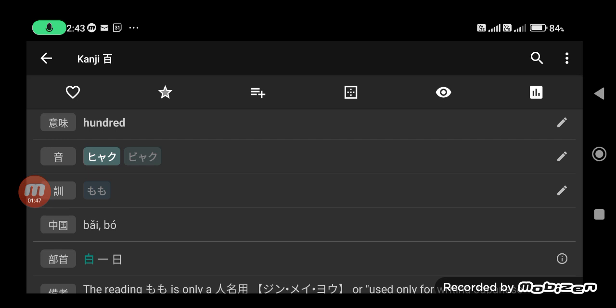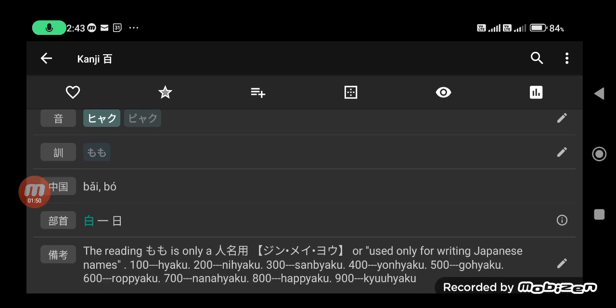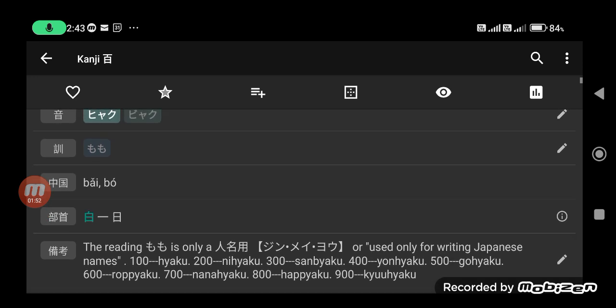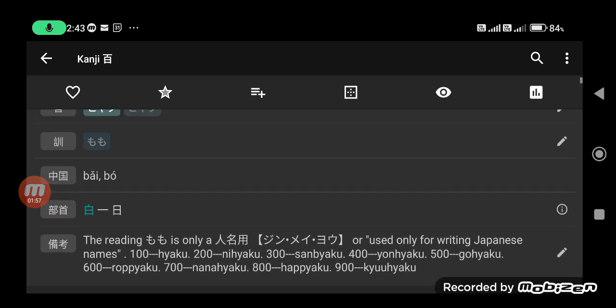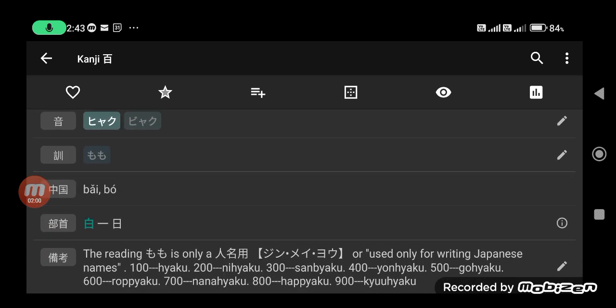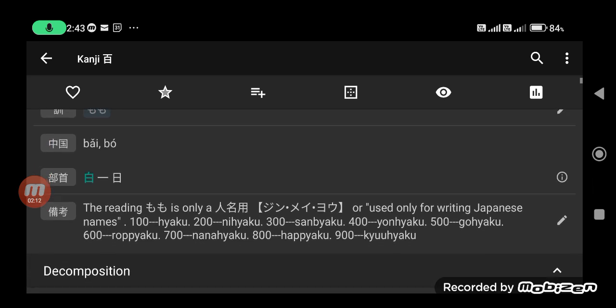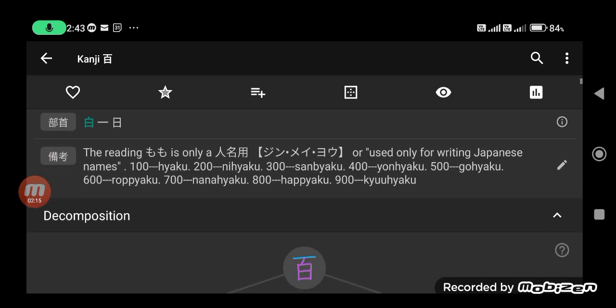Onyomi, hyaku. Kunyomi, it's in gray font. So let me explain about the kunyomi. The kunyomi here, you see it in gray font, so it's not expressly indicated here, but rather kind of imaginary, but it's not imaginary. You will only use momo for what case? Let me emphasize here. The reading momo is only a jinmeiyo.